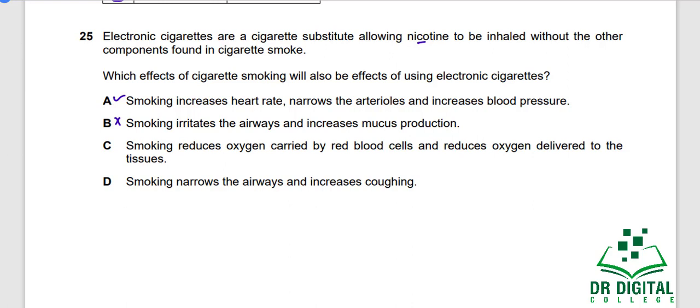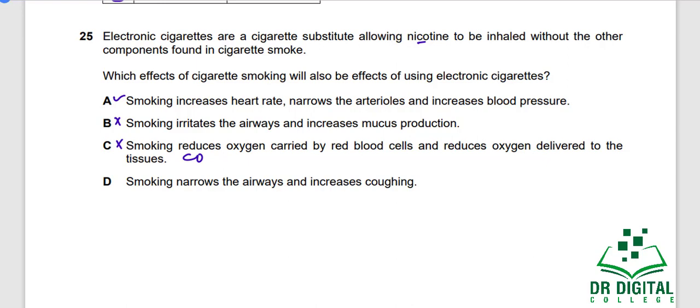C is smoking reduces the oxygen carried by the red blood cells and reduces the oxygen delivered to the tissues. You know that this is the job of carbon monoxide. In electronic cigarette there will not be any carbon monoxide. So C option is wrong.